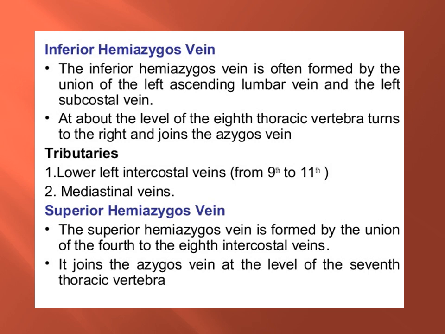The inferior hemizygous vein is often formed by the union of the left ascending lumbar vein and the left subcostal vein. It arises at the level of T8 or the 8th thoracic vertebra, turns to the right and finally drains into the azygous vein. Its tributaries are the lower left intercostal veins from 9 to 11 and the mediastinal veins. The superior hemizygous vein is formed by the union of the 4th to 8th intercostal veins. It joins the azygous vein at the level of T7 or the 7th thoracic vertebra.